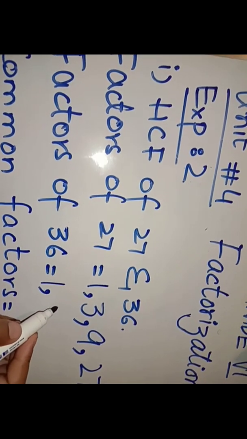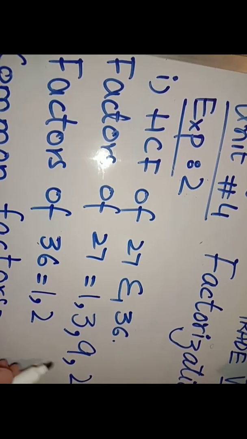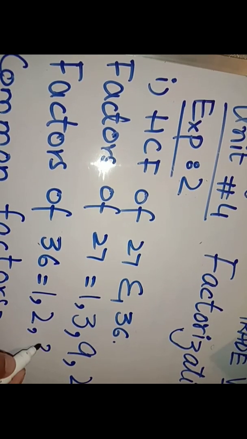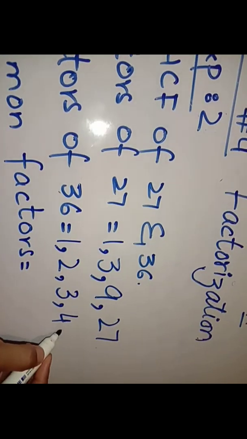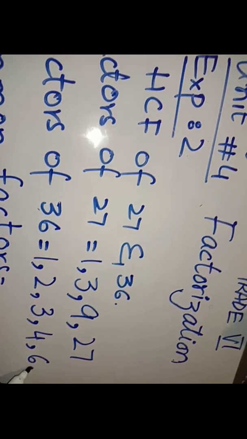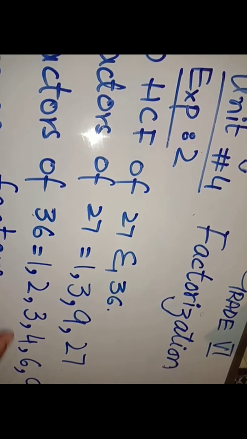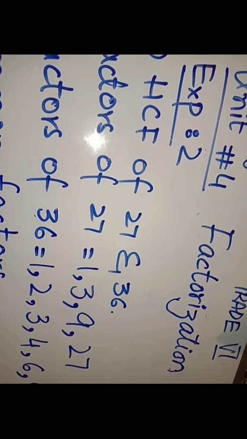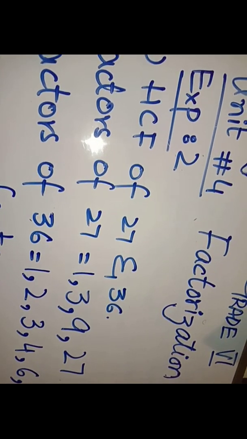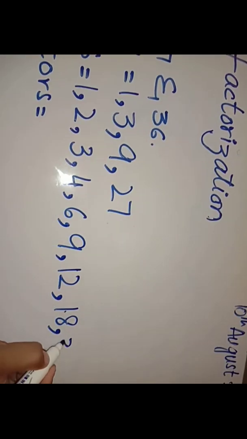1 36 are 36. 2 18s are 36. 3 12s are 36. 4 9s are 36. 6 6s are 36. 9 4s are 36. 12 3s are 36. 18 2s are 36. And 36 1s are 36.